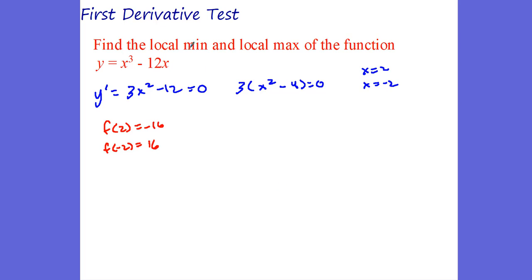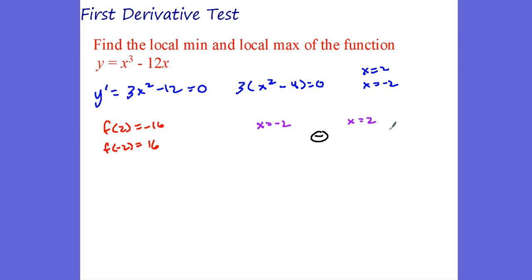Now, if we think about these two values, these are my two critical values, so x is equal to negative 2, x is equal to positive 2. So let's plug in something in between, like x is equal to 0. Sorry, let's plug that into my first derivative. So we got 3 times 0 squared minus 12. That gives me a negative value.